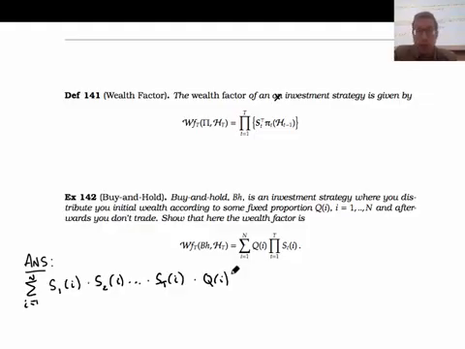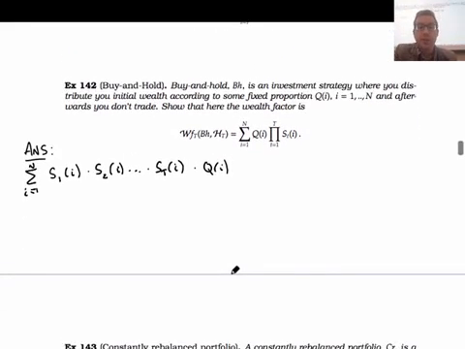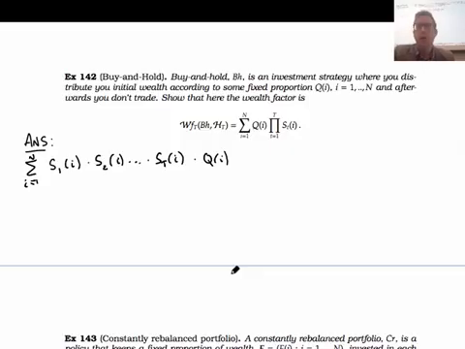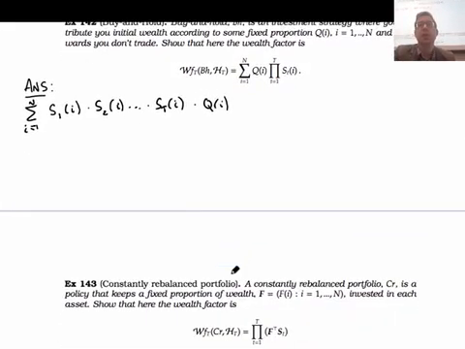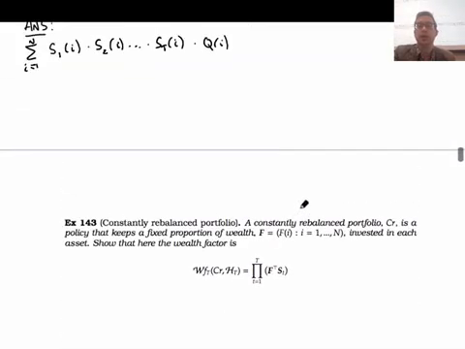Another type of strategy which we're going to consider a bit more is called a constantly rebalanced portfolio. A constantly rebalanced portfolio, CR, is a policy that keeps a fixed proportion of your wealth in each asset. So you go, I'm going to put half of my wealth in stock A, a quarter of my wealth in stock B, and another quarter in stock C. And each unit of time, I'm just going to reinvest so that I keep those proportions.